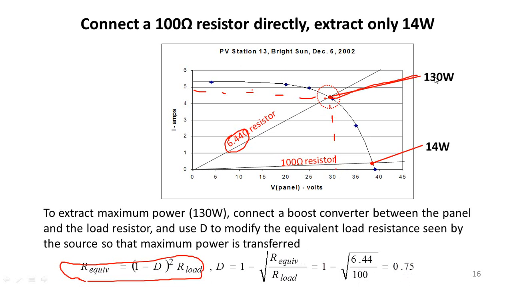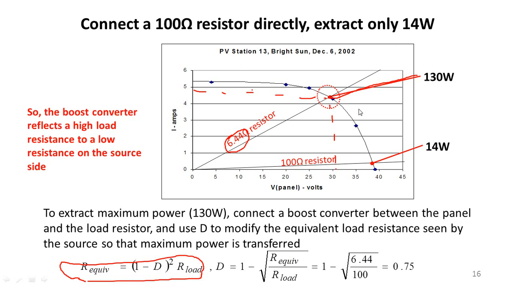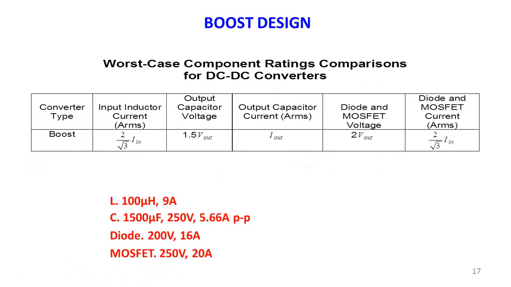If you are operating at a lesser resistance value, then it means this one is getting changed. Your duty cycle will get changed. You may not be able to operate at MPP. This is the conclusion from this particular slide. So the boost converter reflects a high load resistance to a lower load resistance on the source side. This is the understanding that we have got from this particular slide.